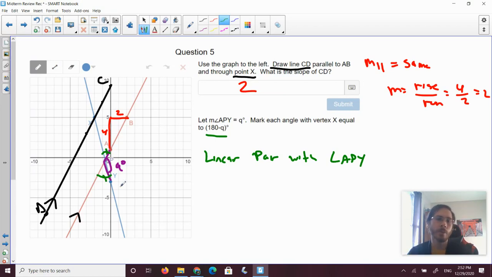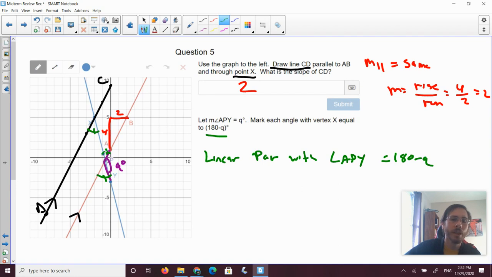Now, I don't have names for those. I guess this one I could call it XAB, but I don't really have good names for those. So I'm just going to mark them because it just says to mark them in the picture. So that makes those 180 minus Q. Now, those don't have vertex X, though. Those have vertex P. So somehow I need to get over here. But we can do that because we know our rules for parallel lines. And we can actually do alternate interior angles if we wanted to mark that up.